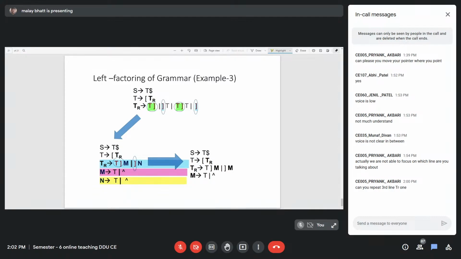Yes, is it clear? Because this is the base for compiler construction. You have so many examples of this left factoring of grammar. You have to apply that several times in compiler construction. So if you have any doubt, you can ask. Is this clear?